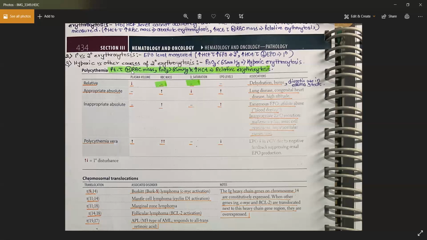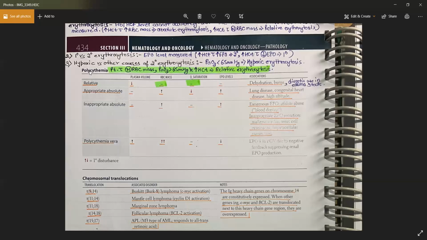There is some kind of element I use to get the RBC mass. A radioactive substance was there, I don't exactly remember the name. Just give me a second. Yeah, there was a substance which could be used for the RBC mass determination. So the first thing I will check is the RBC mass. If I have an increase in RBC mass, that means I'm having the absolute type. If I have a normal RBC mass, that means I'm having a relative type.